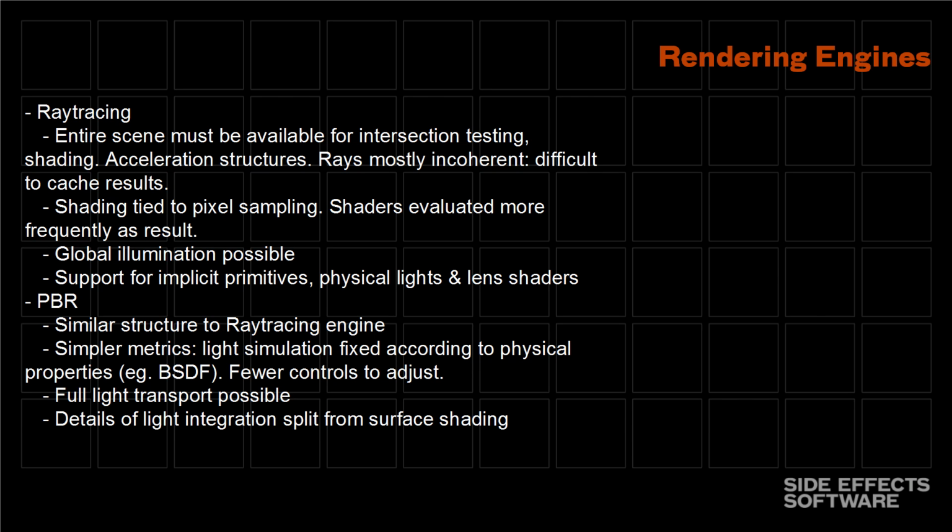The other thing with ray tracing is the shading is tied very much to your pixel sampling. For each one of your pixel samples, you are going to trace a ray into the scene, and depending on the algorithm you're using, you're going to be shading at least once for each one of those pixel samples, as opposed to the micropolygon rendering, which can use a coarser shading metric as compared to the pixel samples. As a result, the shaders in a ray tracer are evaluated more frequently.